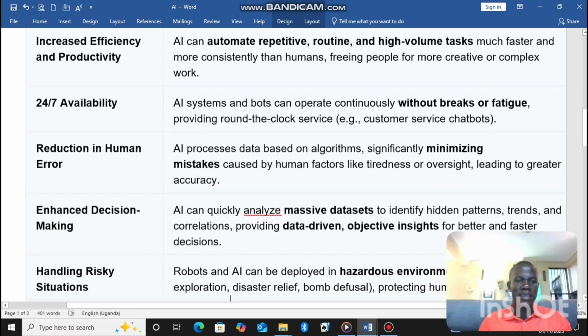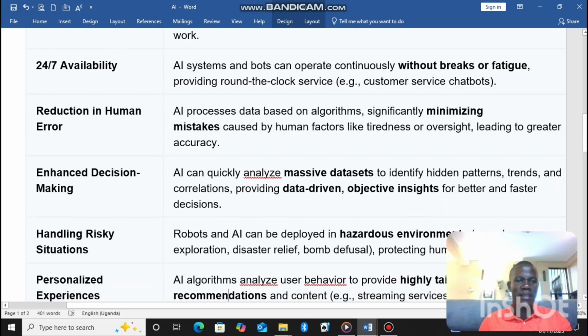Then there's this part here. As I scroll down, there's this part talking about reduction in human errors. You can see that as humans, we are liable to making mistakes, but with AI, you find that AI processes data based on algorithms, significantly minimizing mistakes caused by human factors like tiredness or oversight, leading to greater accuracy. I think this one is just simple, as we can see. As humans, there can be fatigue or oversight, but this one is much better because it can reduce human errors.